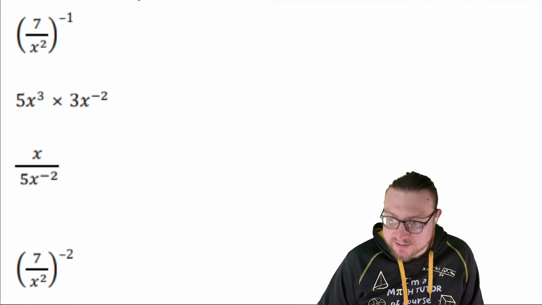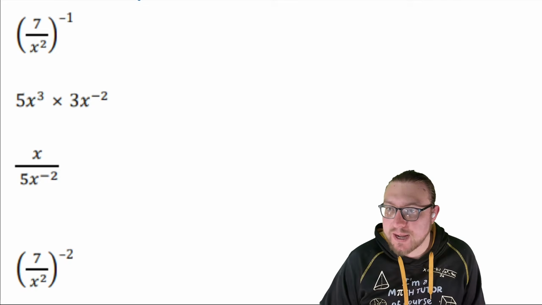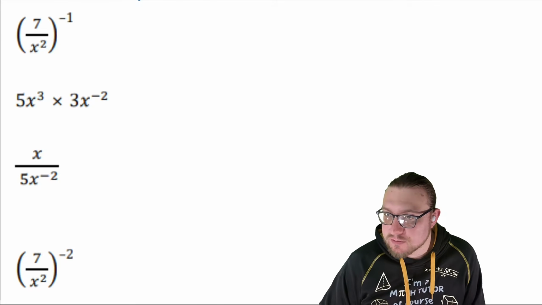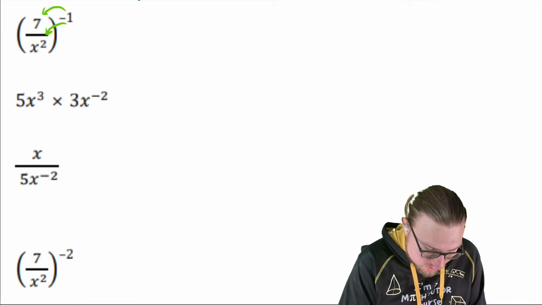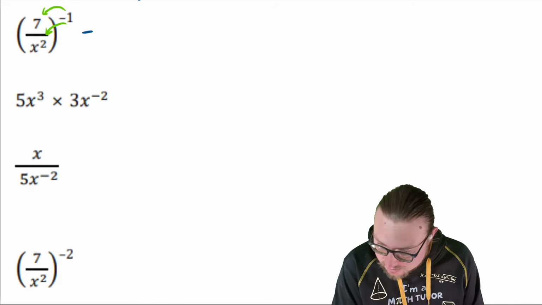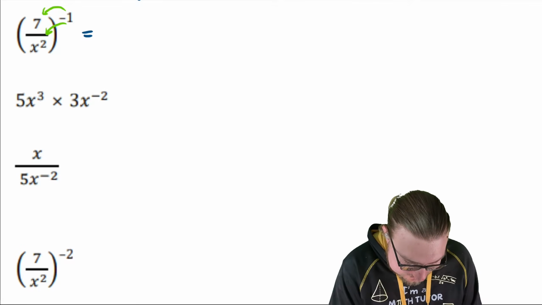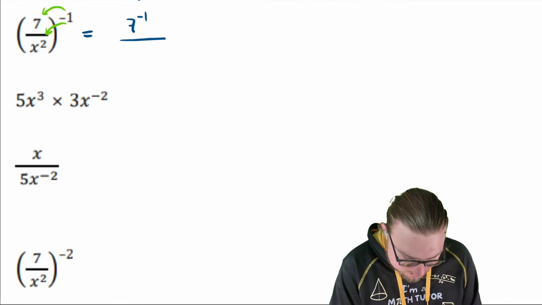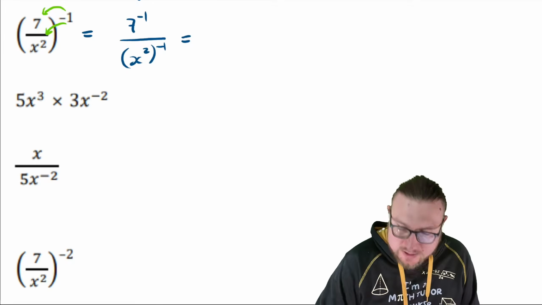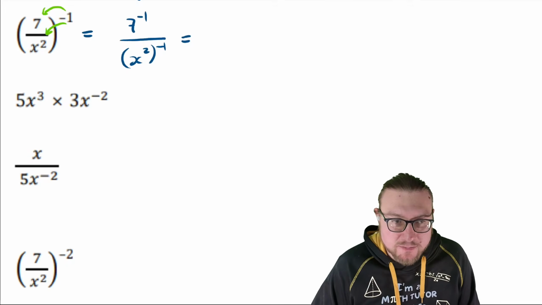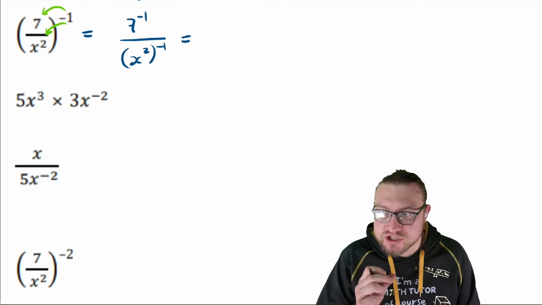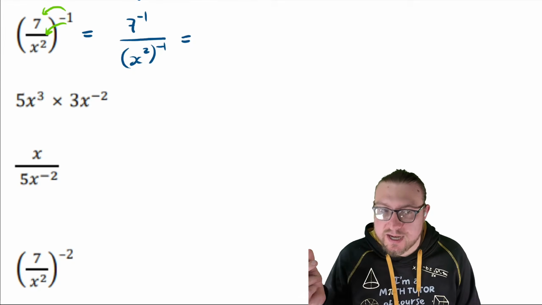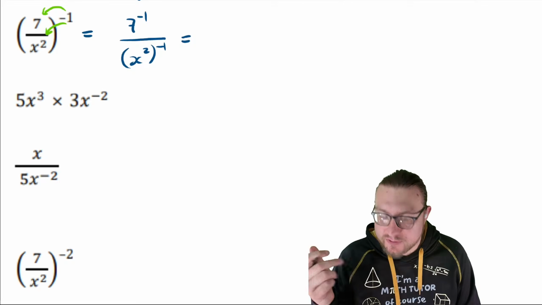Now, next question here. We have a negative power. Well, doesn't matter. We're just going to do exactly what we did all the time. We're going to apply it to the numerator and we're going to apply it to the denominator. So what do we get? 7 to the negative 1 divided by the whole denominator to the negative 1. And what did we say a negative power means? Well, that just means we switch them. If it's originally in the numerator, we flip it and it goes in the denominator. And the other way around.